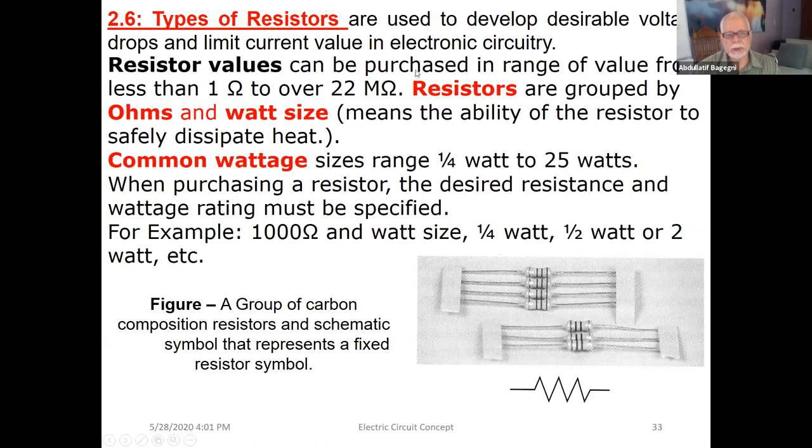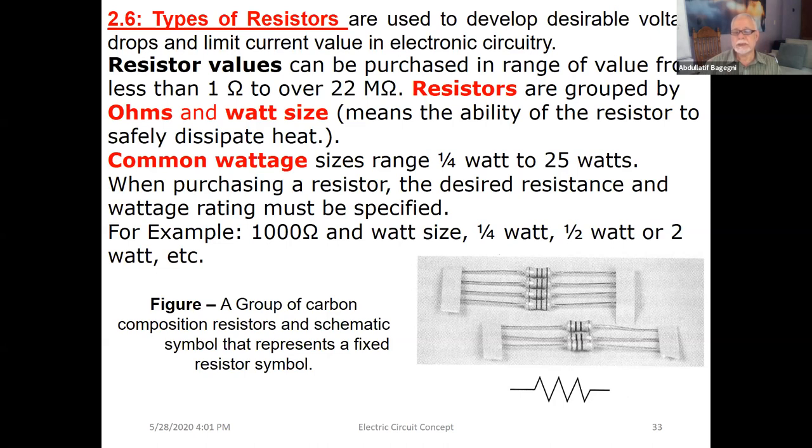So resistor values can be purchased in a range from less than 1 ohm, like 0.05 ohms, to over 22 million ohms. Resistors are grouped by ohms and watt size, meaning the ability of the resistor to safely dissipate heat. So what is the meaning of that? When you buy a resistor, it's not enough to tell the vendor or the seller the value, saying, okay, I need 1,000 ohms. This is not enough, because you might have maybe 100 of those 100 ohm resistors on the shelf.